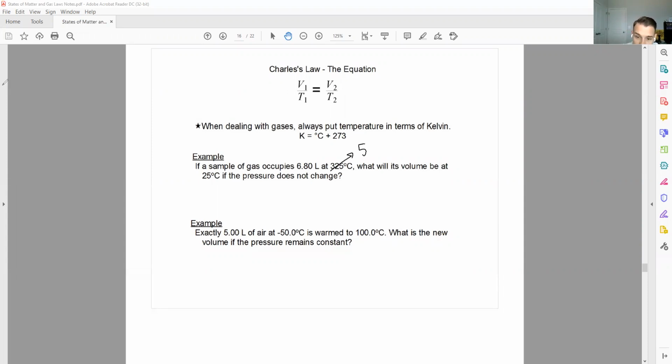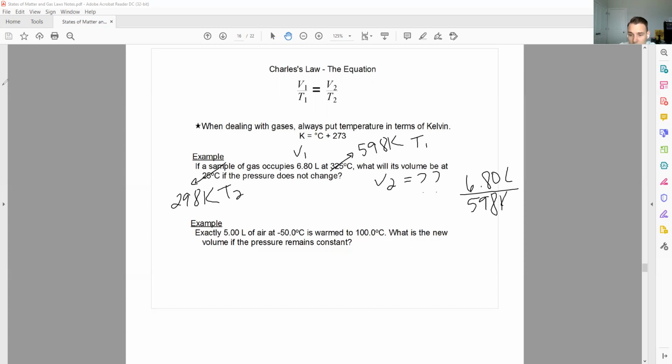Convert that, it's 598 Kelvin. What will its volume be at 25 degrees Celsius? That's 298 Kelvin, if the pressure does not change. So this is V1, this is T1, this is T2. And so I'm looking for the new volume. Just plug it in. 6.80 liters over 598 Kelvin is equal to X over 298 Kelvin.